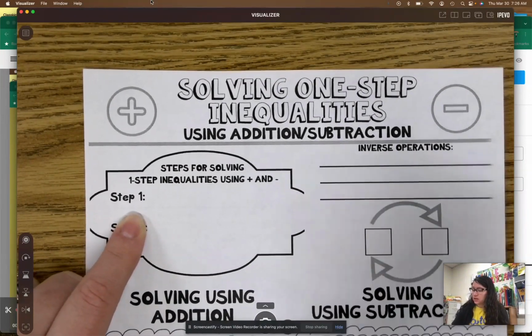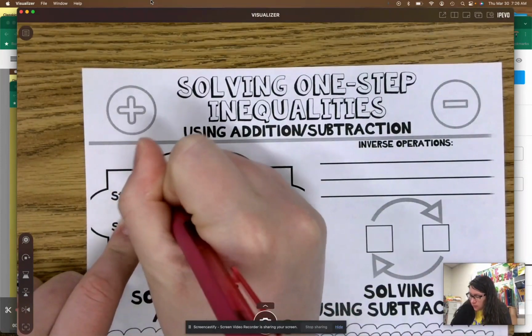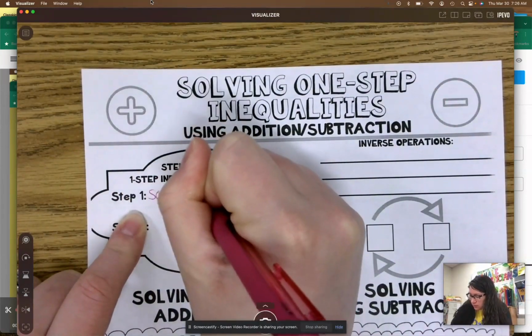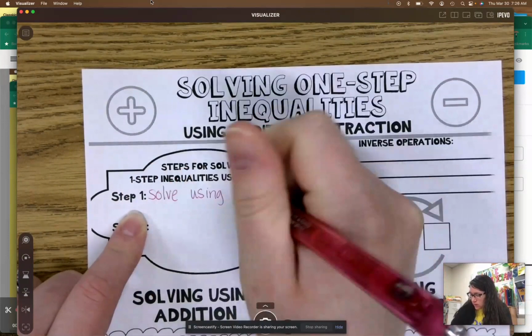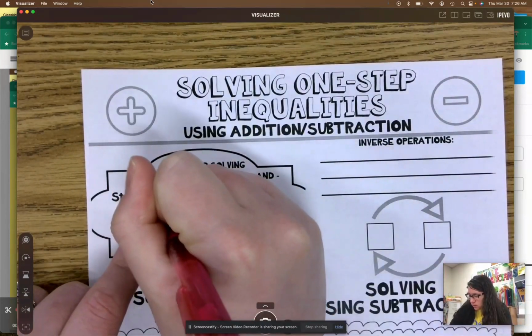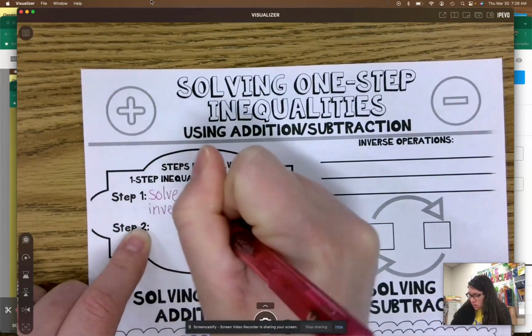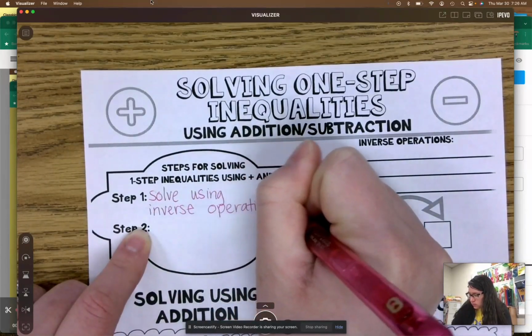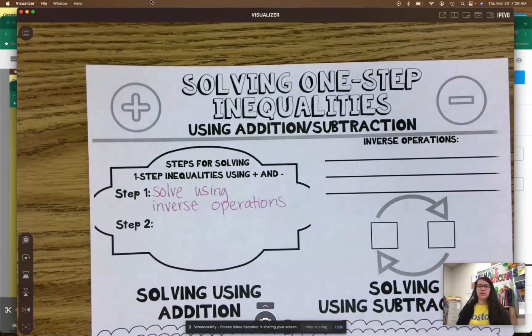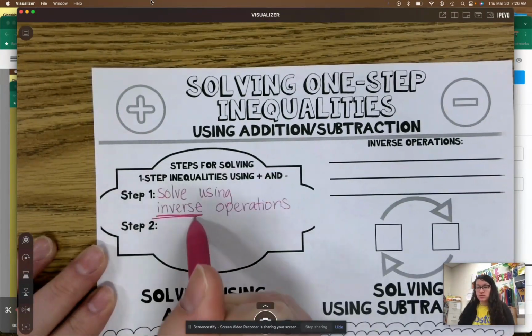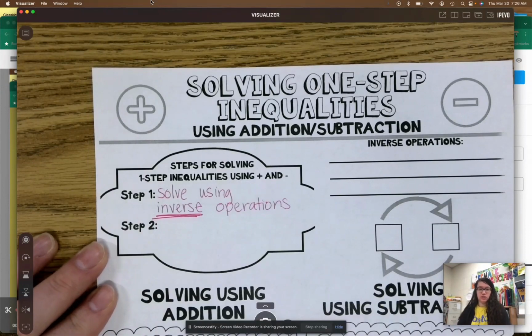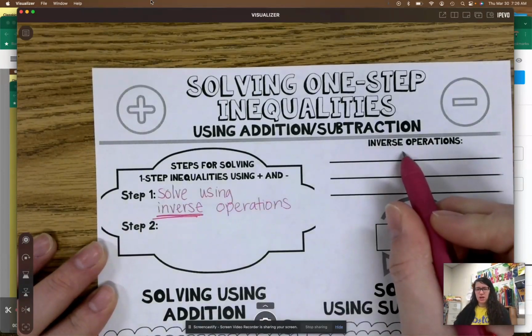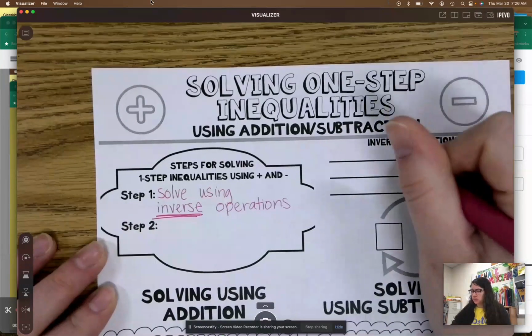Step one is that you need to solve using inverse operations. Solve using inverse operations. And that word inverse was new to us with our last unit with solving equations. What do inverse operations, what does that mean again?